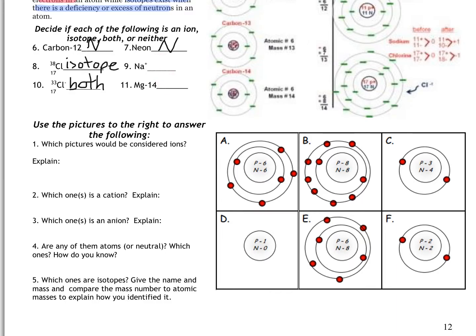We'll finish the last two here and use these pictures to answer these questions. Remember what a cation and an anion is? A cation is positive and an anion is a negative ion. That A in the end is a negative ion.